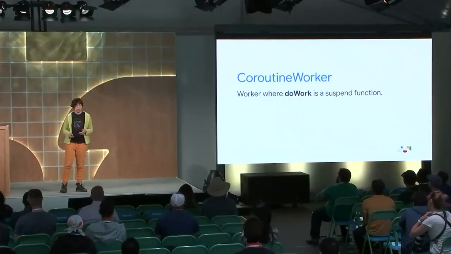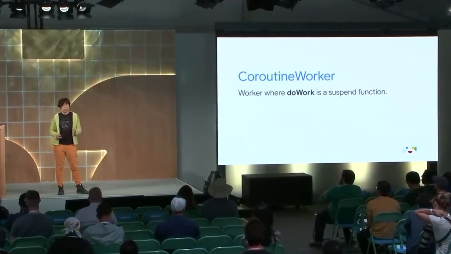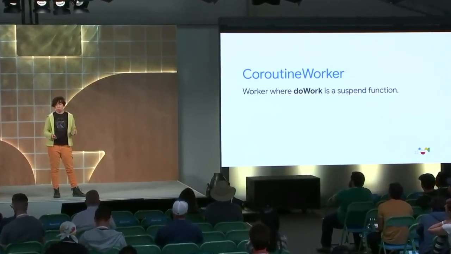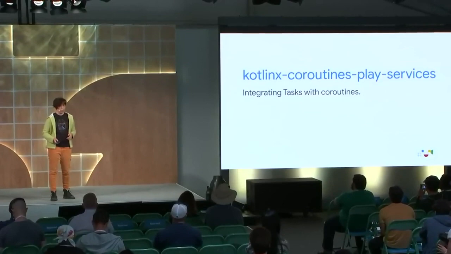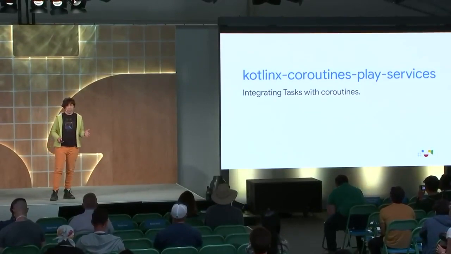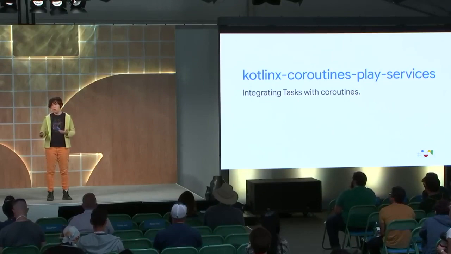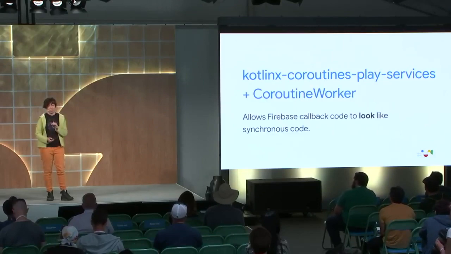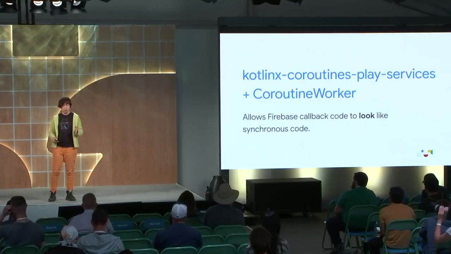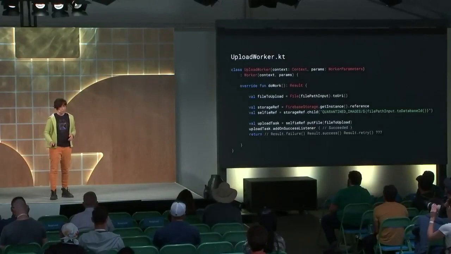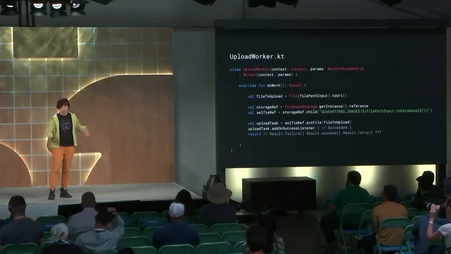So WorkManager supports coroutines by having a flavor of worker known as CoroutineWorker, which does its work in a suspend function. And there's also a library that integrates Google Play Services Tasks with coroutines. Tasks are what the Cloud Storage API returns when you try to do an upload. So if we stick these two together, we can write Firebase callback code that looks and acts like synchronous code. So let's see that. OK, so here's our old worker class that wasn't working out for us.